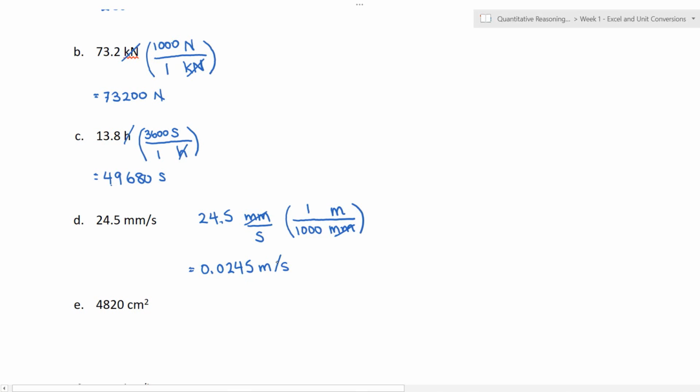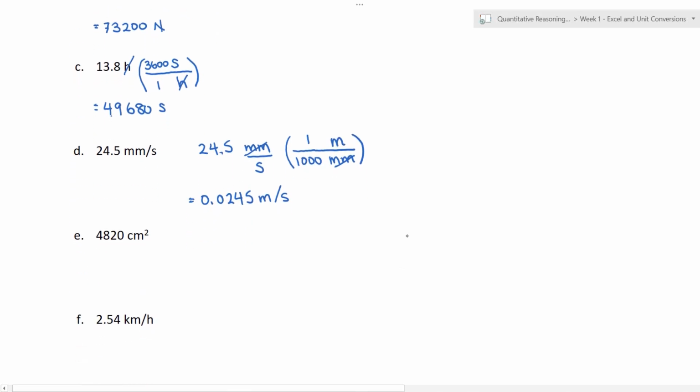All right. Next I have 4,820 centimeters squared. So I need to convert that into the corresponding SI unit. Okay, so the SI unit for distance was not centimeters, it was meters. So this is an area because it's centimeters squared. The corresponding SI unit for that would be meters squared.